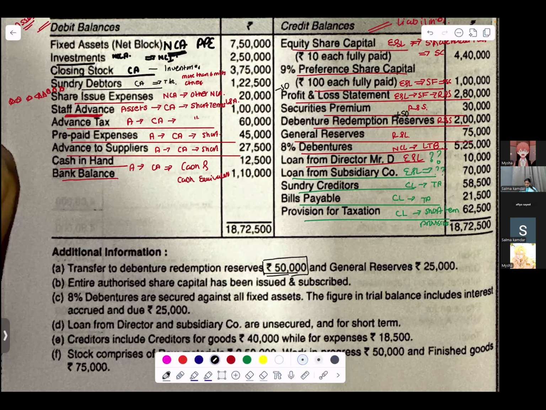Next adjustment. Transfer to general reserve. So from where will you minus? From the statement of profit and loss account you will minus, and you will add to general reserve. This all working will go where? In notes to accounts.